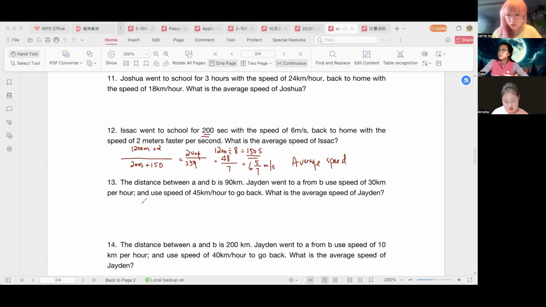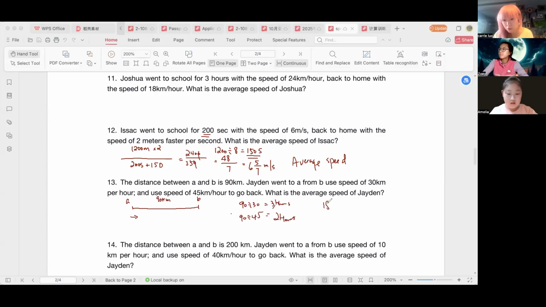The distance between A and B is 90 kilometers. So, Amelia, we're going to do A and B here, right? So 90 kilometers. Jaden went from A to B with the speed of 30 kilometers per hour, and used the speed of 45 to go back. So 90 divided by 30 equals 3 hours, and 90 divided by 45 equals 2 hours, right?